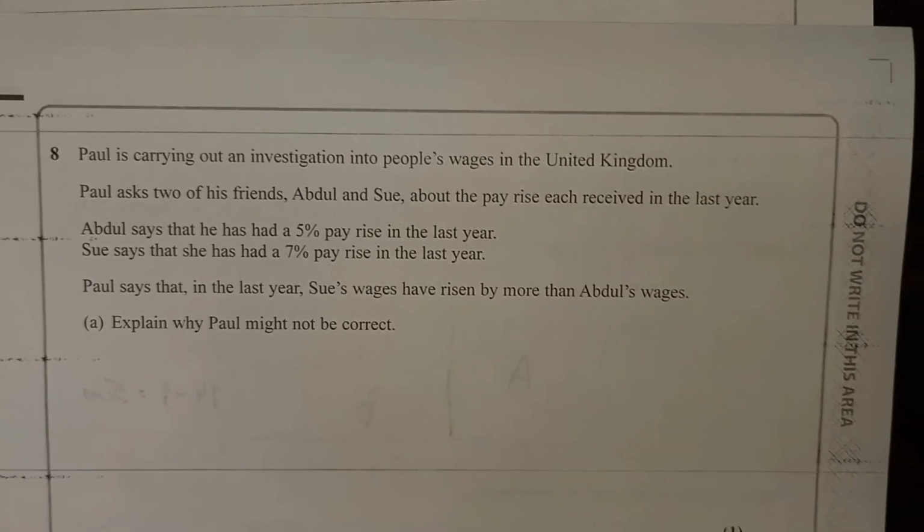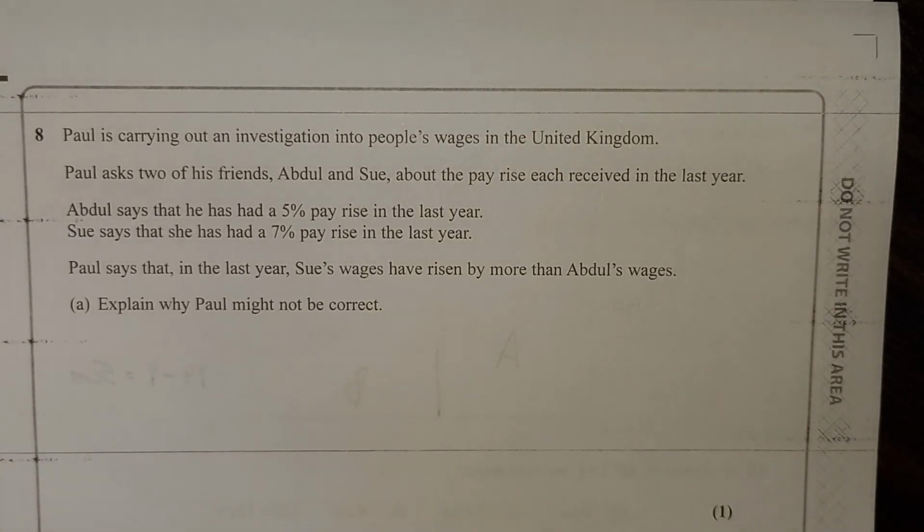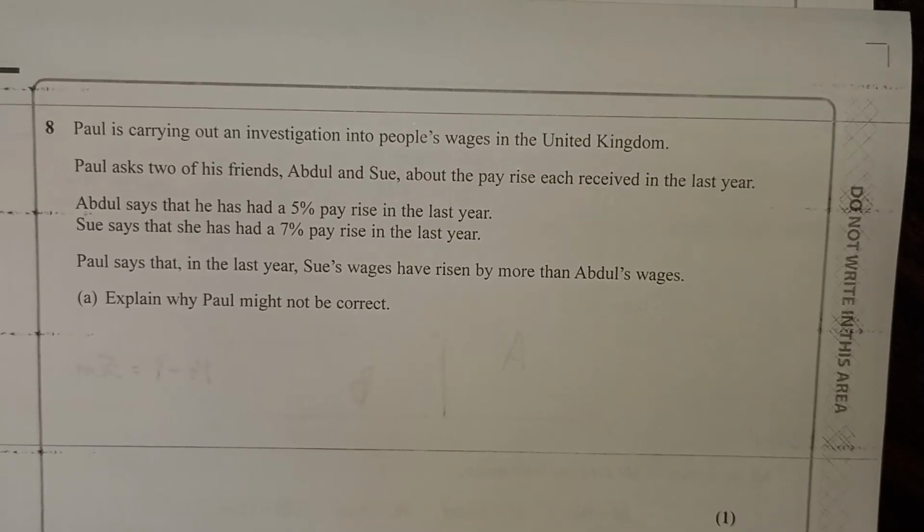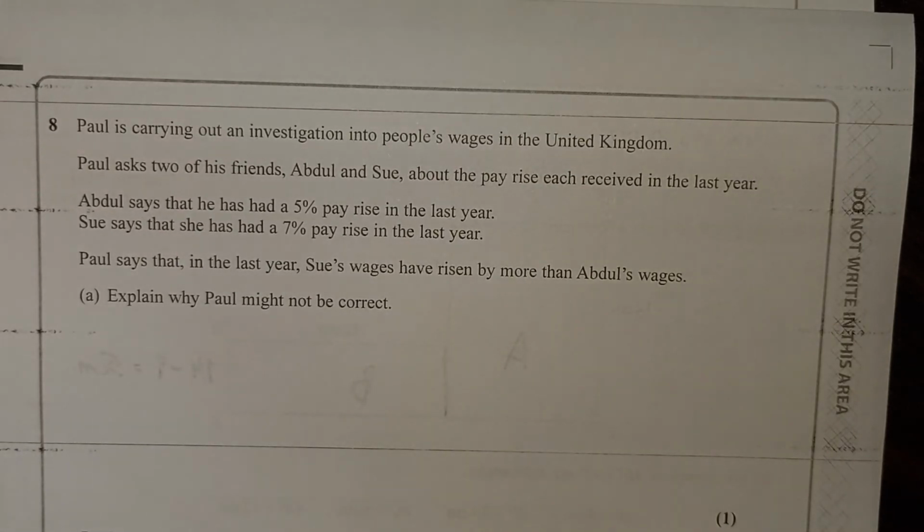All right, now question number 8. Paul is carrying out an investigation into people's wages in the UK. Paul asks two of his friends, Abdul and Sue, about their pay rise each received in the last year. Abdul has a 5% pay rise in the last year and Sue has a 7% pay rise in the last year. Paul says that in the last year, Sue's wages have risen by more than Abdul's wages. Explain why Paul might not be correct.